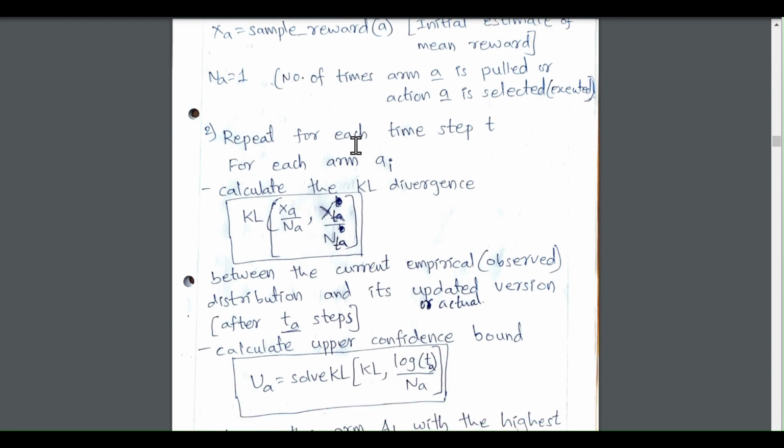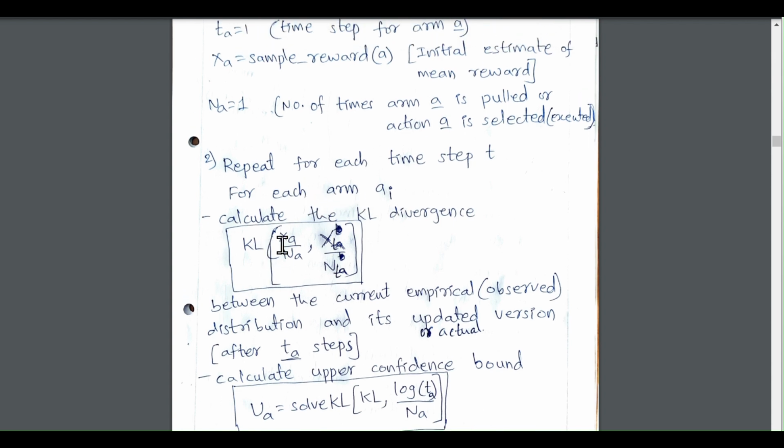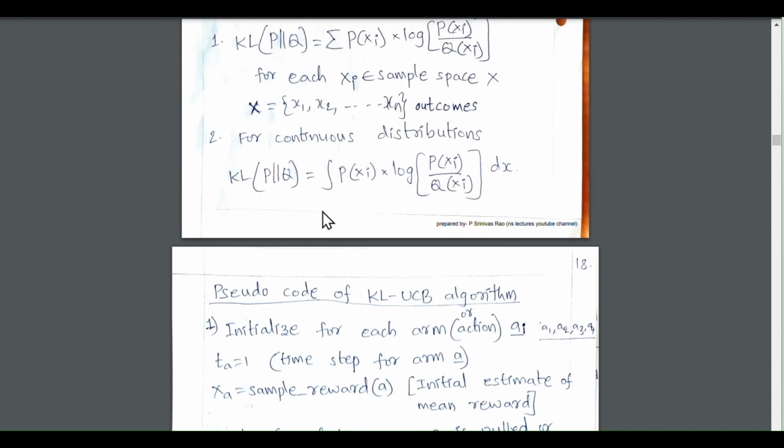So we have to repeat for each time step t, and for each action or arm a of i, we need to calculate the KL divergence for the current distribution and its updated version, where x of i is the sample reward divided by the number of times the action is selected. It is the current one and it is the updated one. We need to calculate the KL divergence for this using this formula.